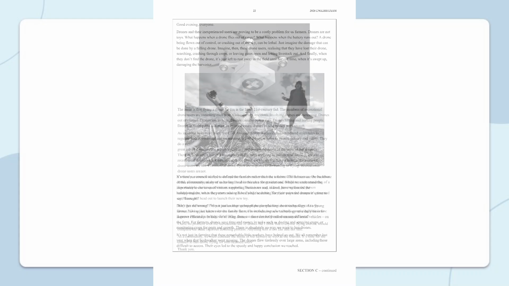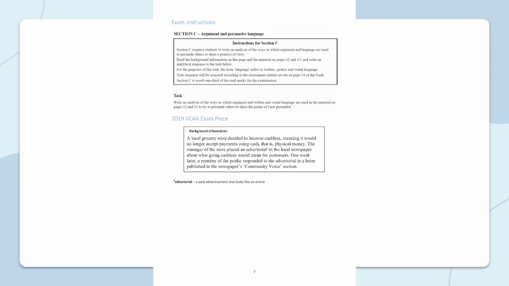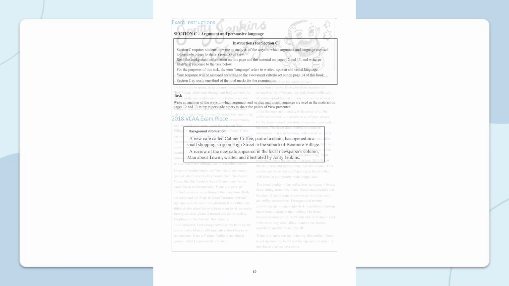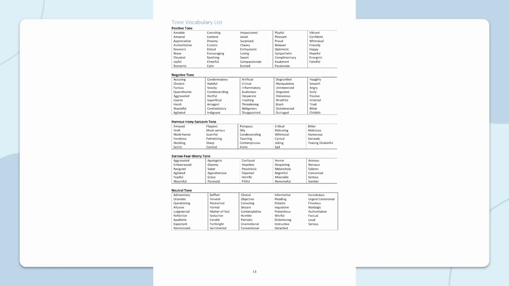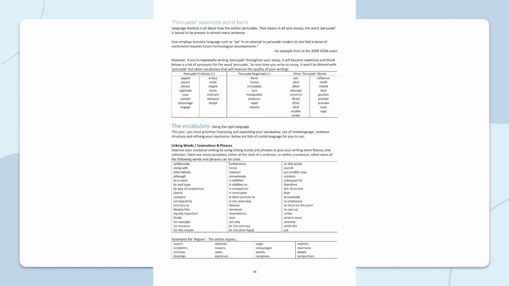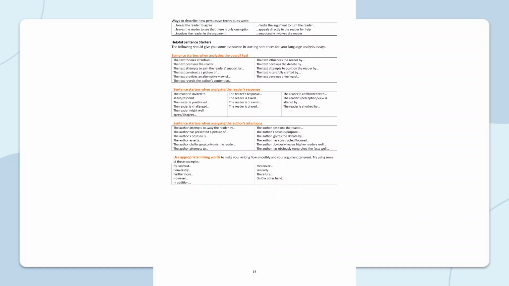Then I've got a vocab list for tone, for section C. A synonym word bank for the word persuade, so that you're not just repeating the word persuade or position. You've got some other words to fall back on. Some vocab for linking words, some vocab for talking about how the writer argues something, and some sentence starters as well. So they might help you or they might not, but they could help you with writing your vocab banks.